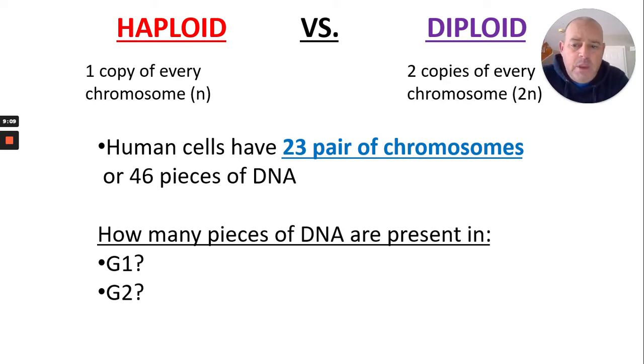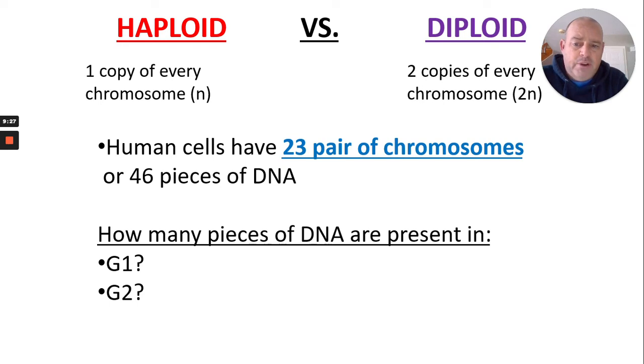Okay, so how many pieces of DNA would be present in G1 and then G2? Maybe pause the video, stop and think about that for a second, and see what you come up with. So for G1, G1 is happening. That's a cell doing normal cell things, right?